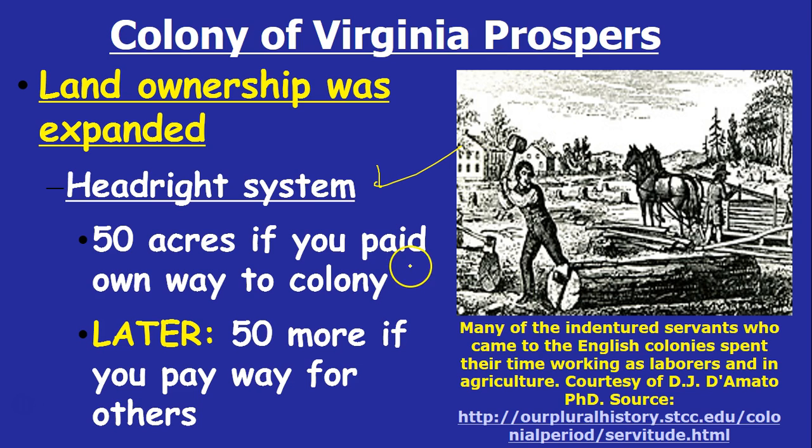That's the headright system. And that basically says that if you have money enough to pay for somebody else to come over to the New World, you will get 50 acres of land. And then later on, they expand that. If you want to pay for the way for more people to come to the colony, we'll give you 50 more acres of land. This means that those that have money are going to make more money and continue to make more money. And land is money, and land and money are kind of one and the same. It takes money to get the land, and once you've got more land, then you make more money.